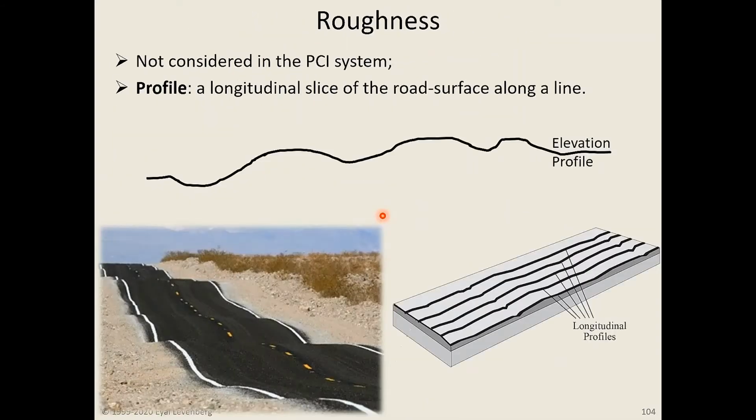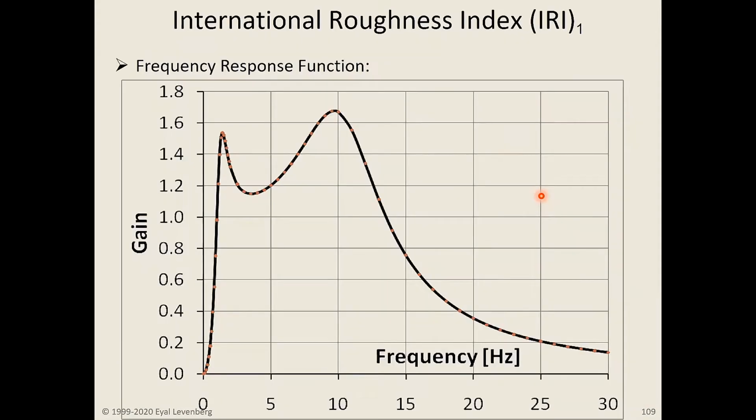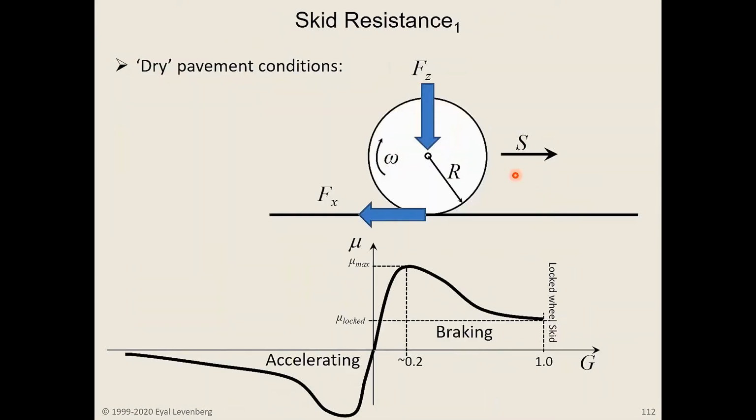And as mentioned, there are two important distresses that are not covered by the PCI system. The first is roughness, and through this concept of roughness, the IRI was introduced. The last part of this pavement distress lecture deals with skid resistance. Skid resistance, as it is not included in the PCI method, is extremely important for safety reasons. And here we'll just cover a very simple introduction to the skid resistance concept.